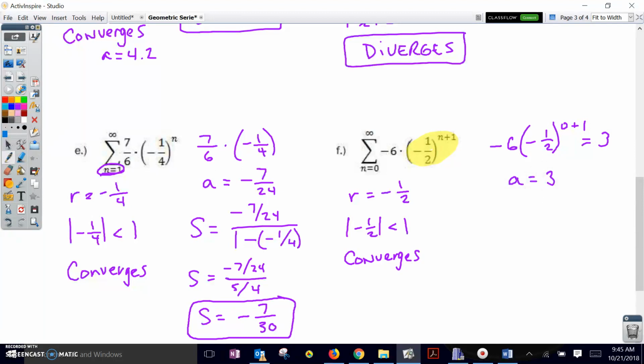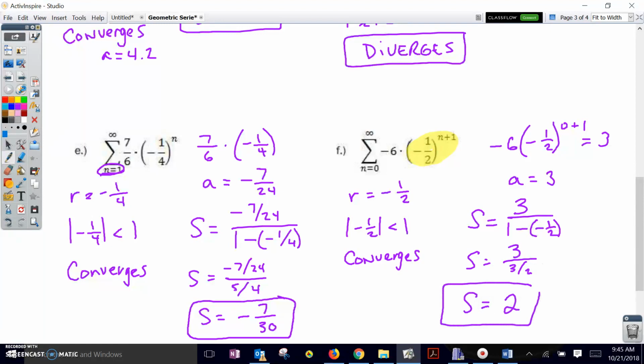So a is equal to 3, and so my sum is going to be equal to a over 1 minus r. So that's 3 over 3/2, and so the sum of this series ends up being 2.